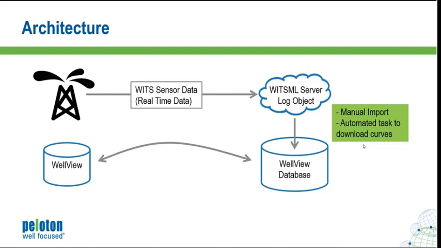So what curves can you pull down? You can pull down any of the sensor curves that are being housed in that WXML log object. And for some of those providers, it does include rig state, but not for all of them. Some of them have rig activity, rig state, not all of them do. We've had clients ask if they can use their own rig activity algorithm, and the answer is yes. We'd want to work with you to see how to incorporate that.